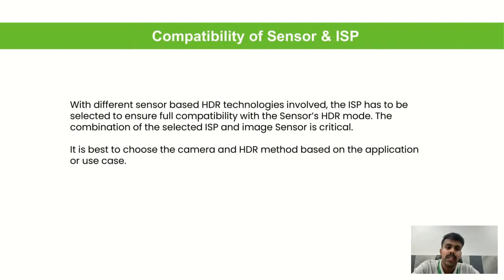And the HDR method that is required for an application has to be chosen depending upon the imaging requirements. For example, one use case might require motion blur-free HDR, and another one might require LED flicker mitigation. So we need to choose the sensor specifically for these kinds of use cases.